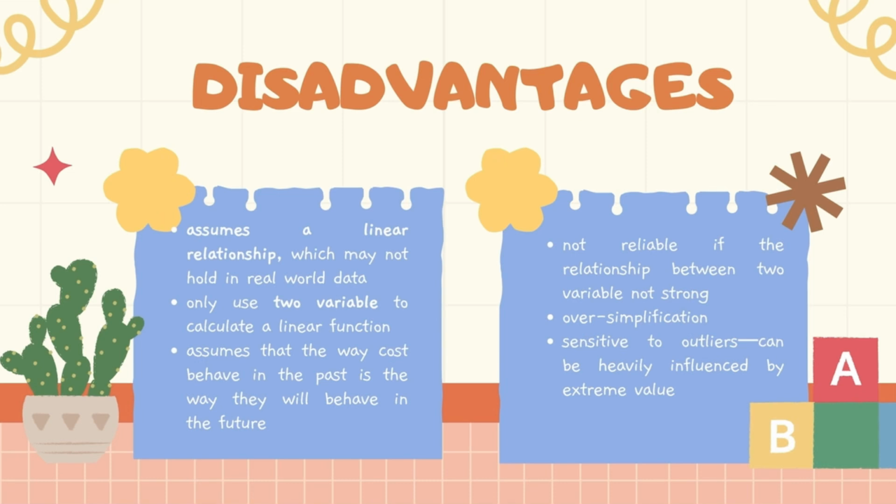Another issue is that it assumes the trend from historical data will continue in the future, but in reality, patterns can change over time. Also, linear regression models are not reliable if the correlation between the variables is weak, meaning the model won't make accurate predictions. Next, the model is sensitive to outliers. A single extreme data point can pull the regression line and affect the result significantly.